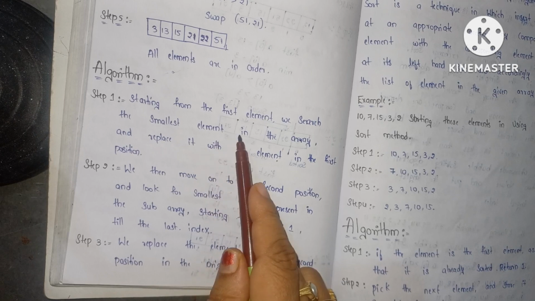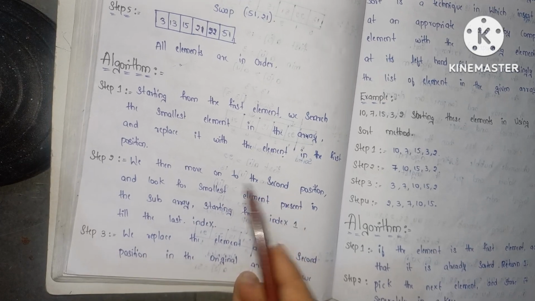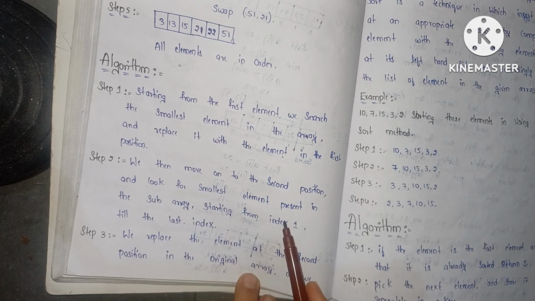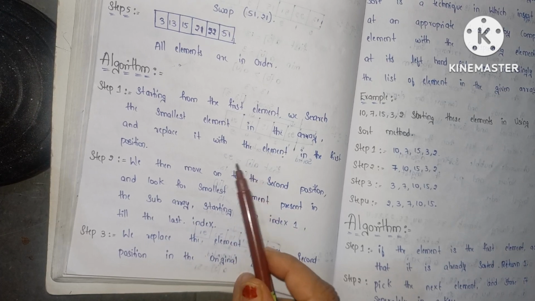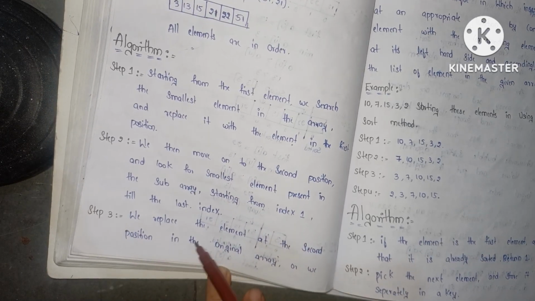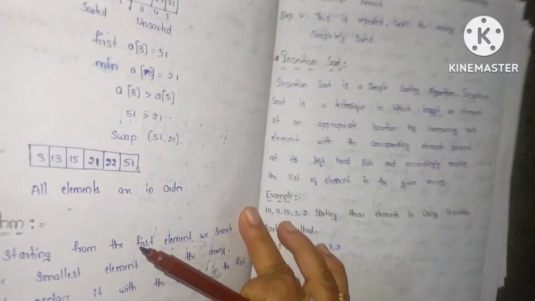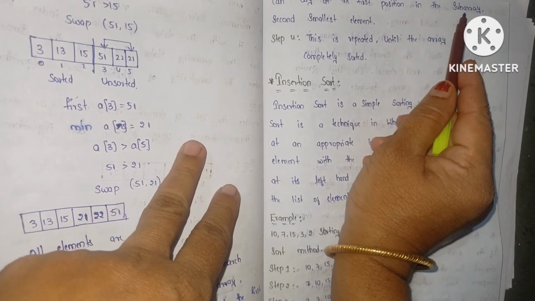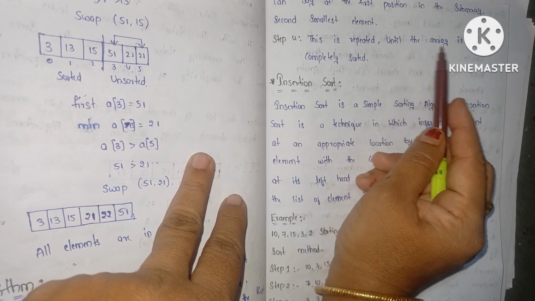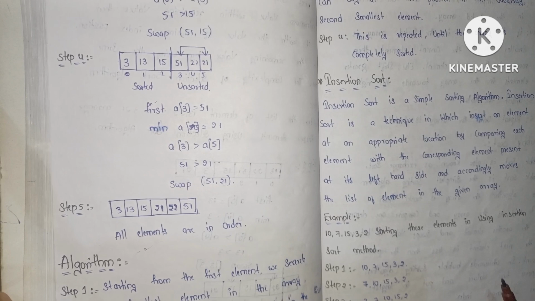When we replace it, if the first element is more than the smallest element, then we move on to the second position and look for the smallest element in the sub array starting from index 1 till the last index, because the 0th position element is already in order. Step 3: we replace the element at the second position in the original array with the second smallest element. Step 4: this is repeated until the array is completely sorted. So, this is the selection sort algorithm.